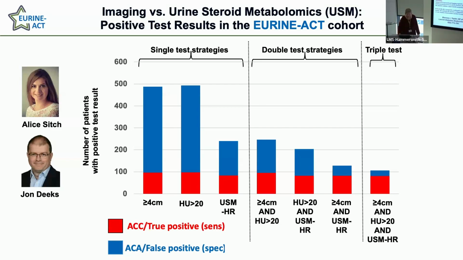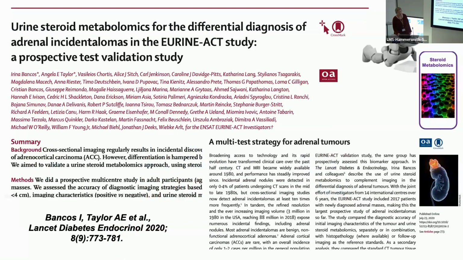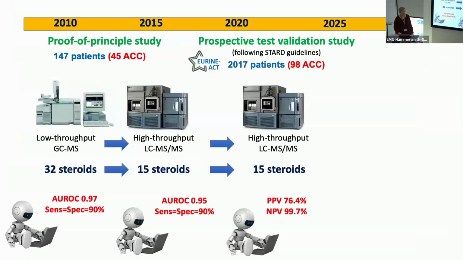So we published this, and obviously then there was great excitement, and there was an editorial, a multi-test strategy for adrenal tumors, and we were one step further on our historic landscape picture here. So we had now a high throughput test that was prospectively validated in an international multi-center study. Yeah, but then still you need to bring it to the NHS. So how do we do this?